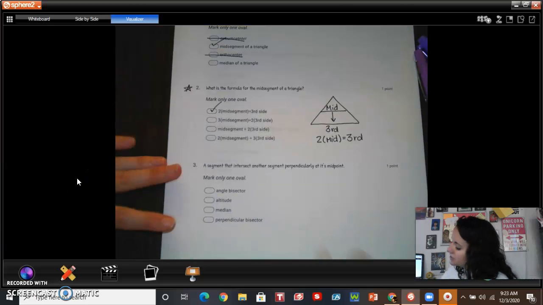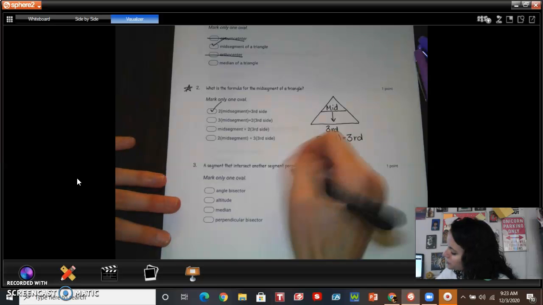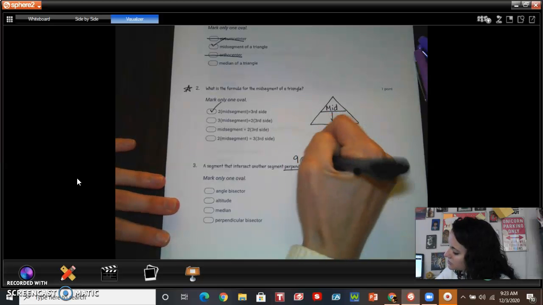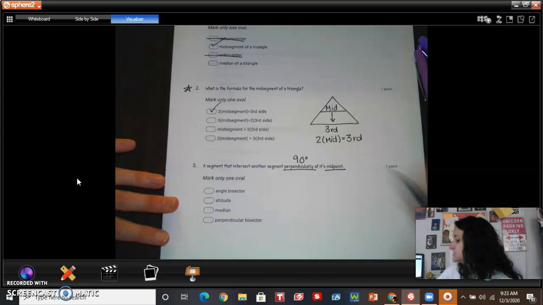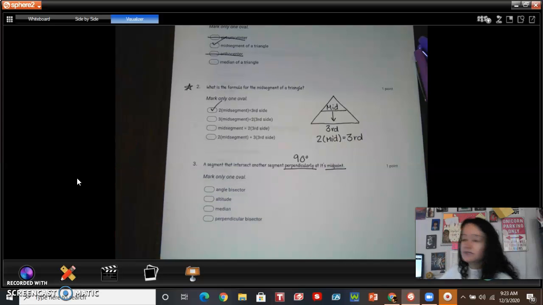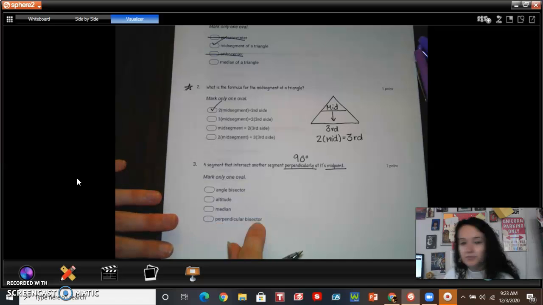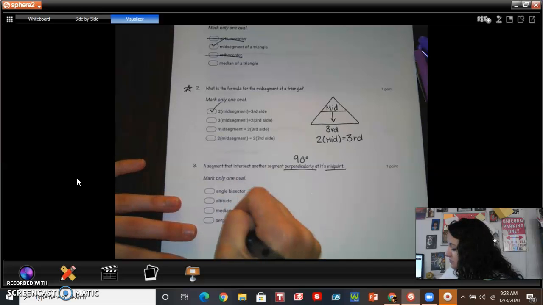Next, we have a segment that intersects another segment perpendicularly, so that means it creates a 90-degree angle at its midpoint. So we're looking for something that is a right angle or perpendicular, and midpoint. Well, let's see. Angle bisector, no right angle there. Altitude, altitudes have right angles, but that's all they have. Medians, all they have is midpoints. But what about a perpendicular bisector? We have a right angle, perpendicular. Bisector means to cut in half, so that means it's at the midpoint. Ta-da!